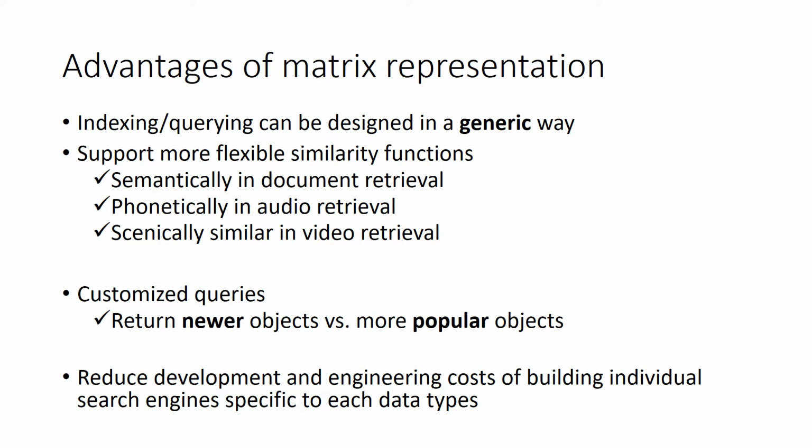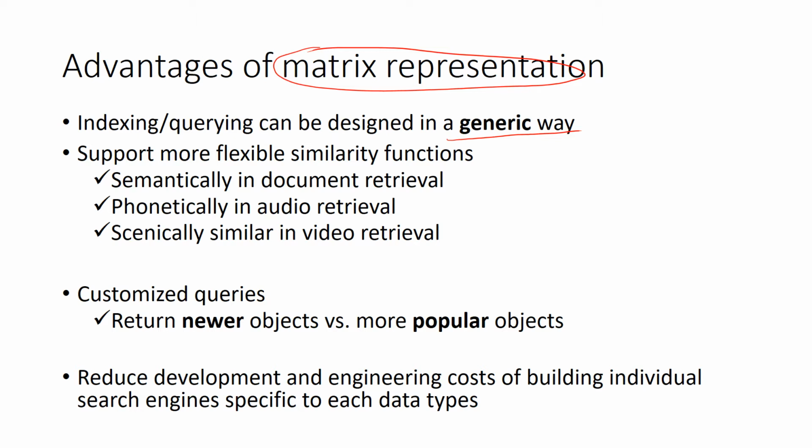Advantages of matrix representation. The first advantage is that we can design indexing and queries in a generic way. We don't need to design specific systems to support text or video or audios. If everything is represented by matrix, then we can design a system which supports matrix retrieval, and then on top of the matrix retrieval system, we can build many different applications.